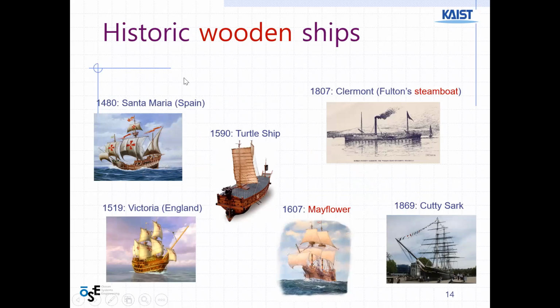And wooden ships. In 1880 is the Santa Maria. It looks like the ship that was used by Columbus. And the Victoria should be used by Catholics. Oh no, Protestants. They wanted to move from Europe to North America. First ship. And also the turtle ship of the Koreans is very famous.